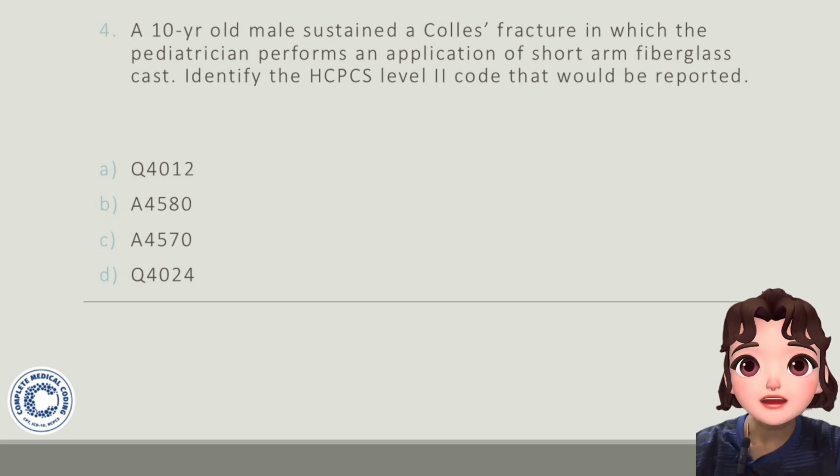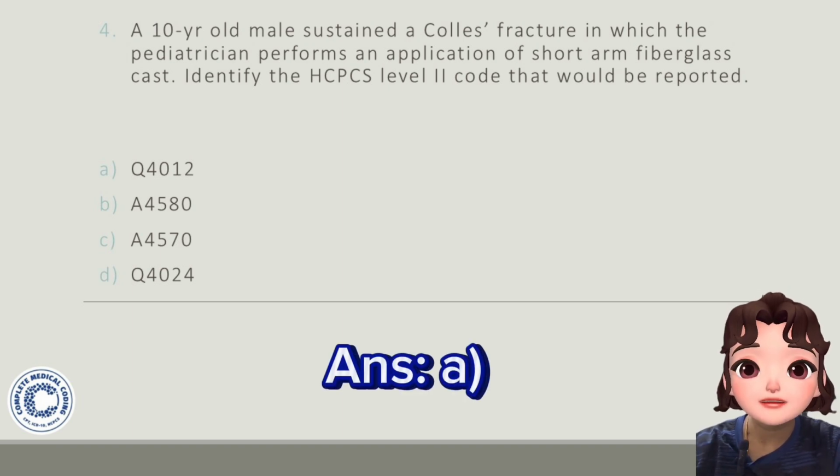What is in option B? A4580. What is A4580? A4580 represents just cast supplies, for example, plaster. And what is A4570? It represents splint. Cast and splint. But no, the proper description is there in option A. So our answer will be option A, Q4012.